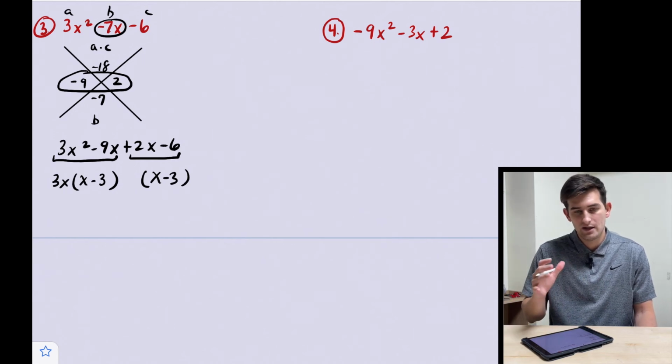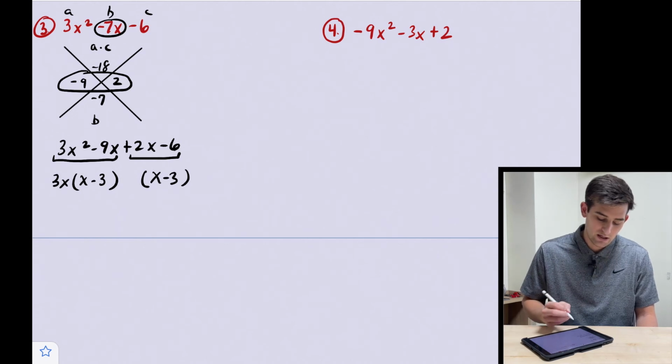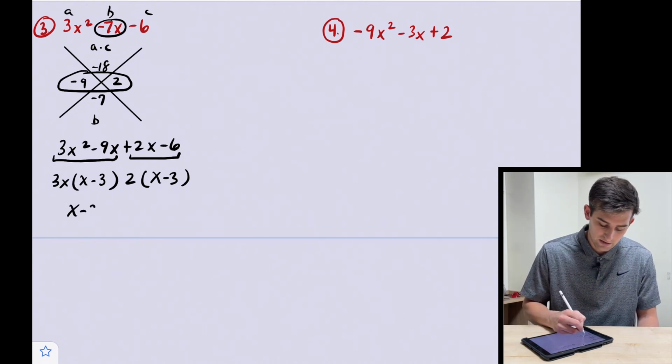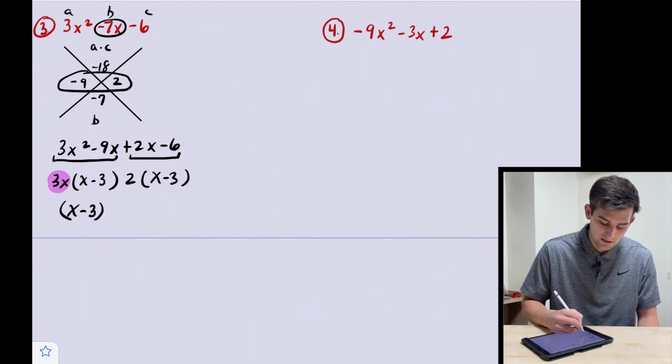So sometimes it might be easier to start with the binomial you're trying to factor out. And so now we can see we just need to factor out a 2 up there, because 2 times x is 2x and 2 times -3 is -6. So now we're going to write our binomial that we have in both terms, x minus 3. And then we have 3x and 2. So that would be 3x plus 2.